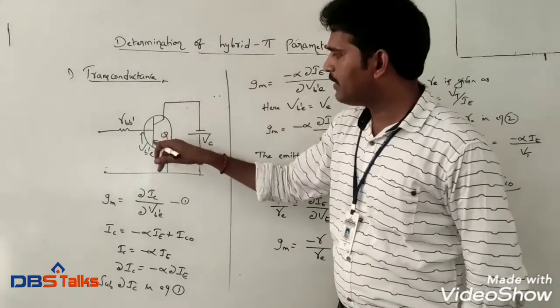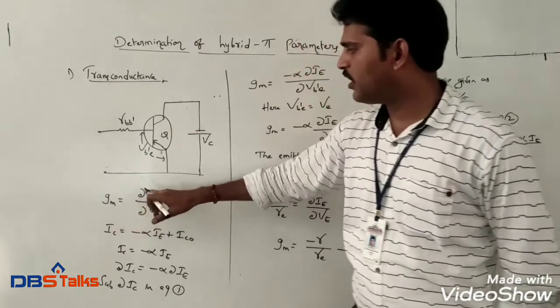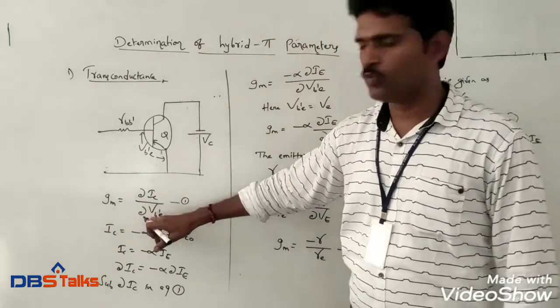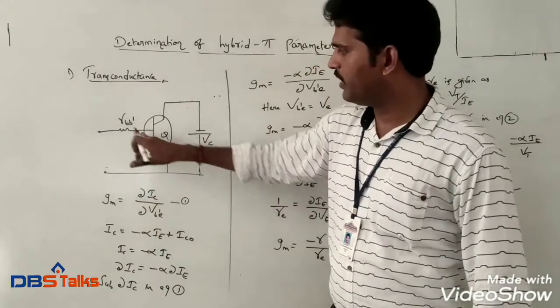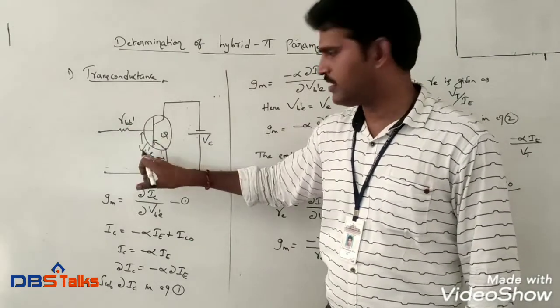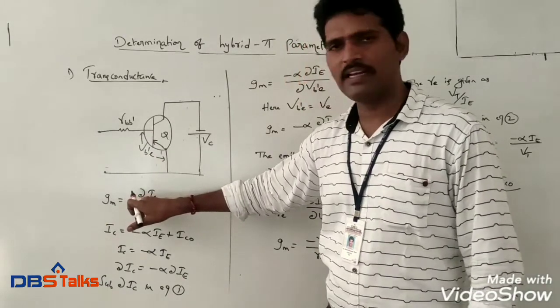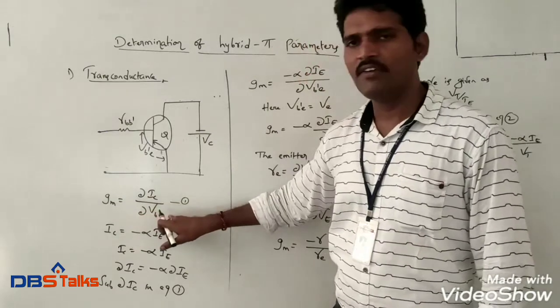See here, this is a PNP transistor. The transconductance is defined as the ratio of change in collector current to the change in emitter base voltage. So gm equals dou IC by dou VB'E. VB'E is the voltage between base and emitter. Dou, or delta, represents change. So it is the change in collector current to the change in VB'E.